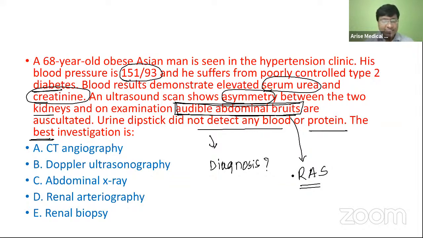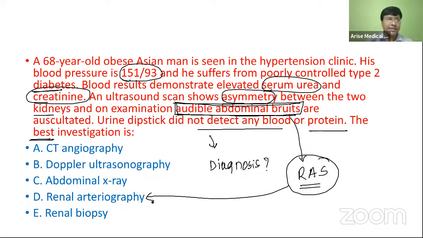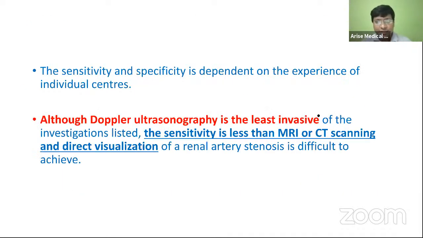Now, what is the investigation with highest sensitivity in renal artery stenosis? The investigation with highest sensitivity is renal arteriography. Some of you may think Doppler ultrasonography. Doppler ultrasonography also can be done for renal artery stenosis. It is least invasive and very much accepted, but the sensitivity is less. That is the reason why the best answer in this question is renal arteriography.